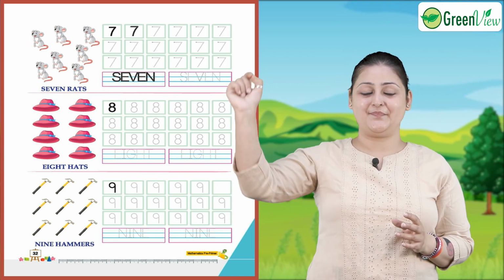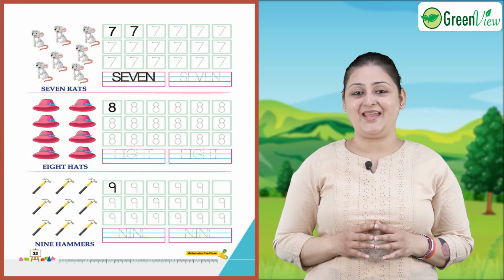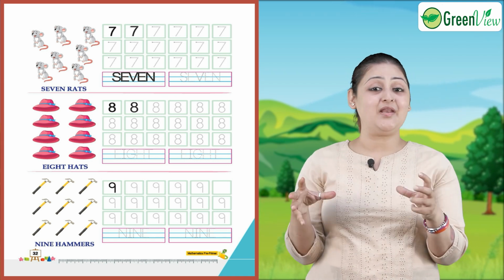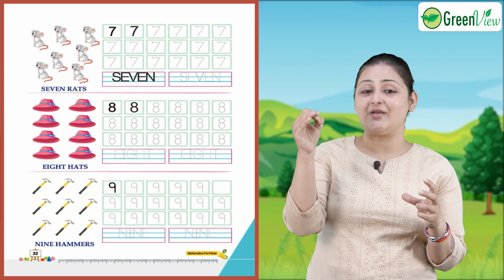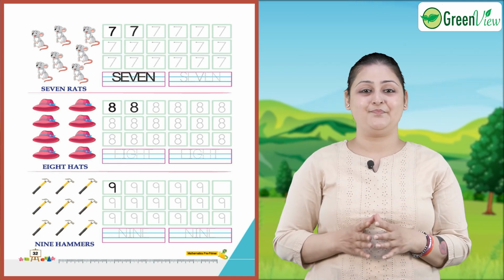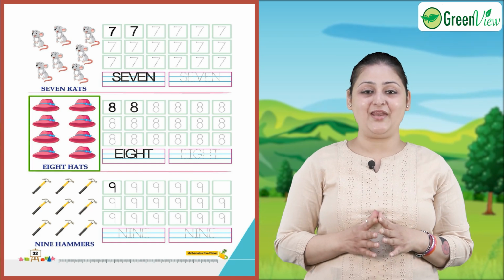8. Now trace the tracing dots to practice number 8. What is the number name for 8? It's E-I-G-H-T. So you need to trace the tracing dots for that. How many hats are there? There are 8 hats. Very good.